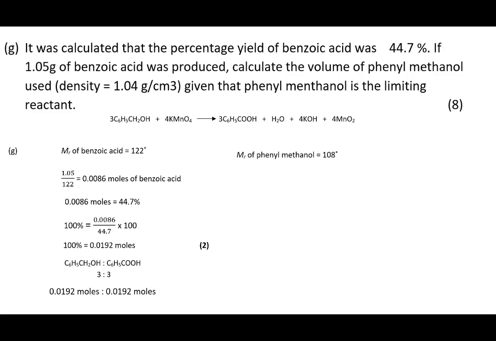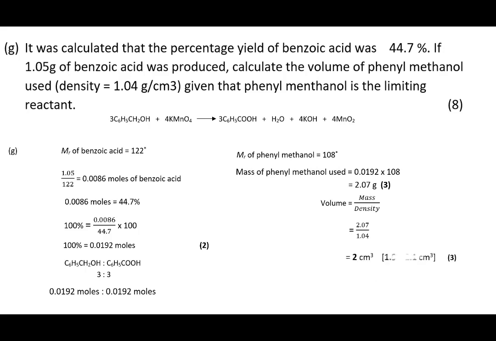So then you go about converting that to grams of phenylmethanol. Again, the relative molecular mass of phenylmethanol is 108. We have the little asterisk there that it's only counted as a slip if you show your additions. So you get the mass of phenylmethanol used is 0.0192 by 108, which is 2.07 grams. Then we need to get the volume. Okay, so we're told to calculate the volume of phenylmethanol, and that's going to give us around 2 centimeters cubed, and there's a range of values there that will give you the marks.